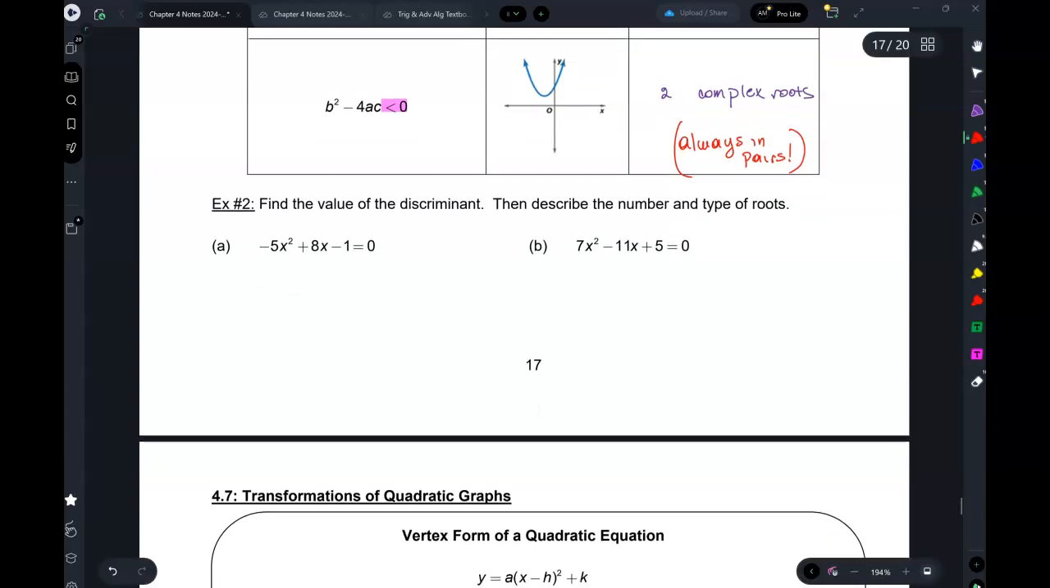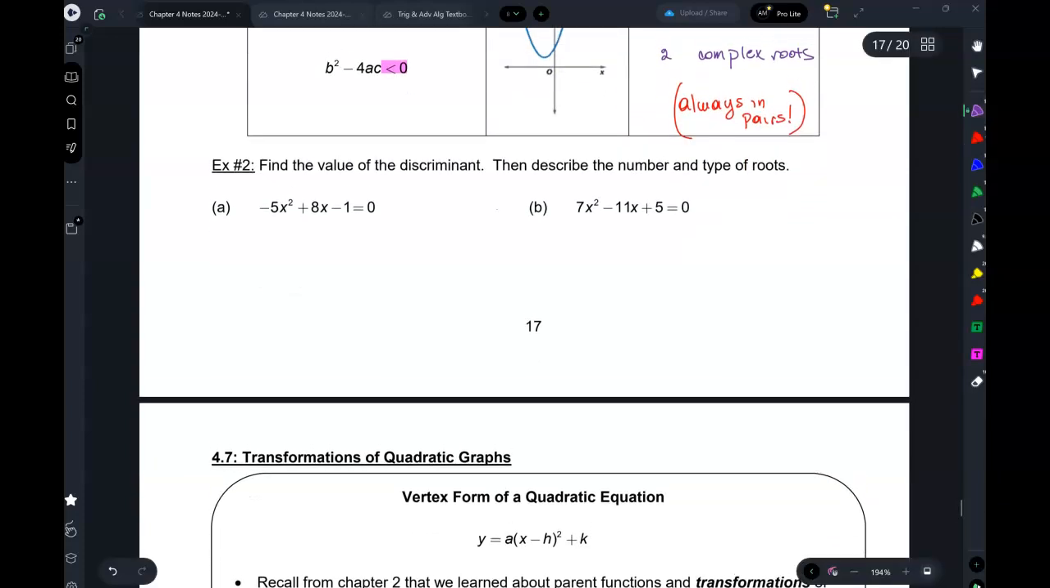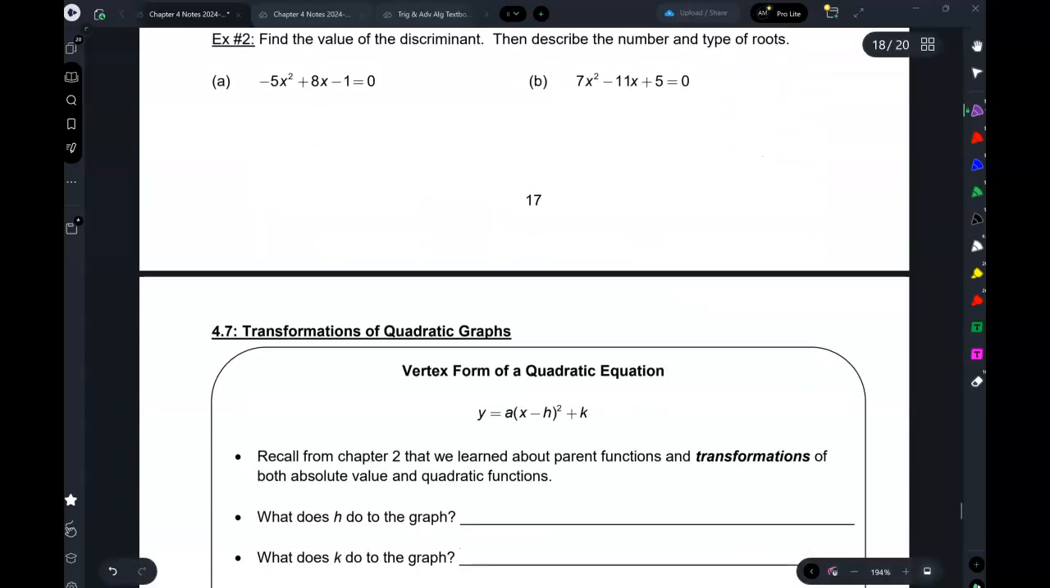All right, let's do these and then I'll take some questions. No, I just have a quick question. No, hang on. What was the top one? Two rational? Okay, I'll go back.